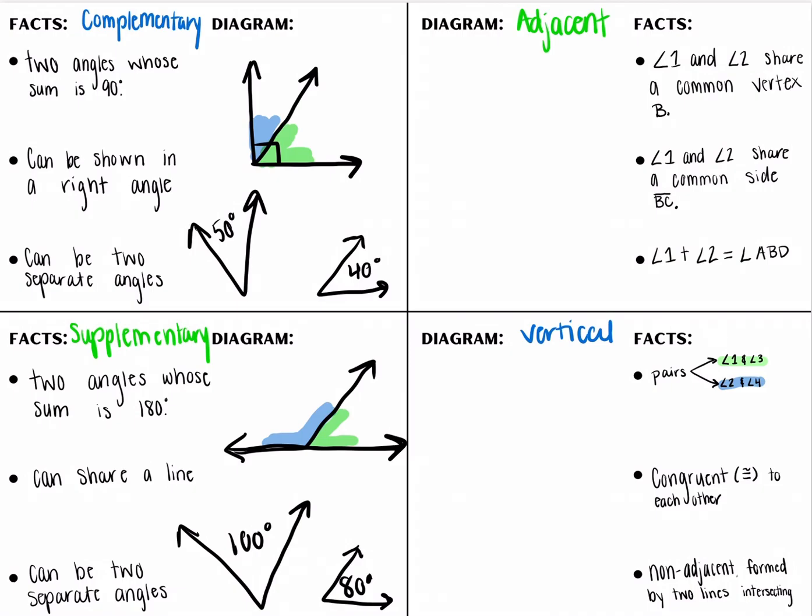Okay, so the facts say angle 1 and angle 2 share a common vertex B. Angle 1 and 2 share a common side BC. And angle 1 plus angle 2 equals angle ABD. And that is all confusing without the diagram. So let's draw the diagram.